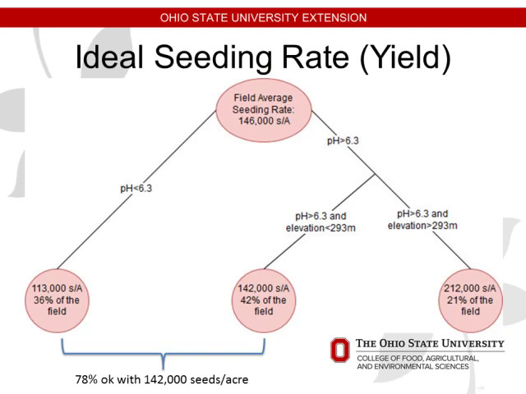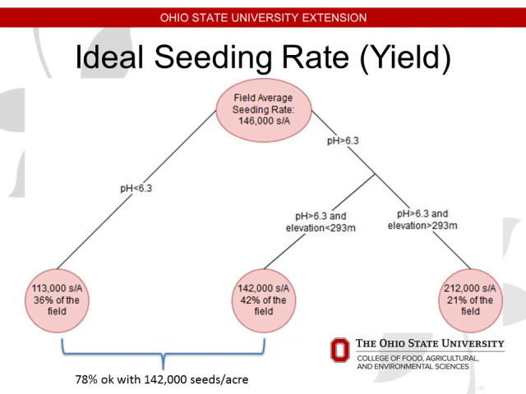If we had a pH of over 6.3 and an elevation of less than 293 meters above sea level, the ideal seeding rate was 142,000 seeds per acre, and that covered 42% of the field. Looking farthest to the right, if we had a pH of over 6.3 and a higher elevation, over 293 meters above sea level, we estimate our optimal seeding rate to be 212,000 seeds per acre.